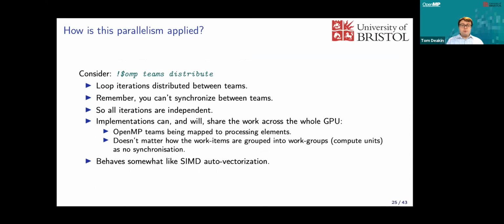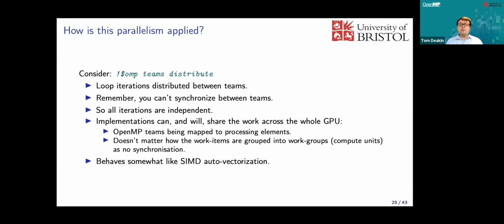So what we find, this is saying that the loop iterations should be distributed between teams. We're not specifying anything else. We're not saying how many threads. We're not specifying to launch any threads within each team. So we just have a single thread within each team. Now we can't synchronize between teams. That's defined by the semantics of OpenMP.